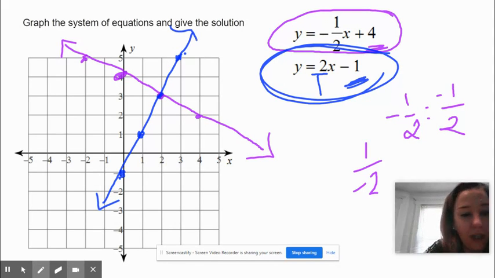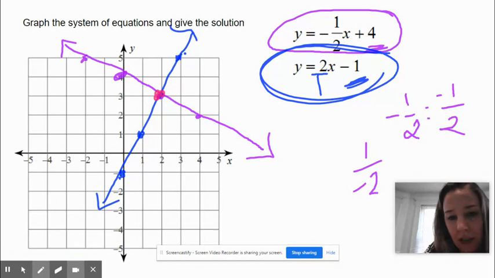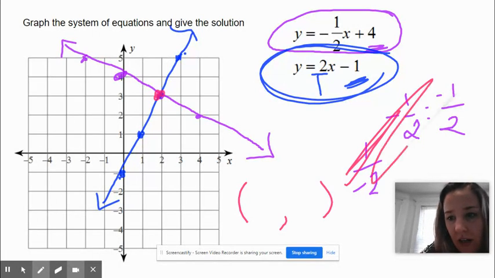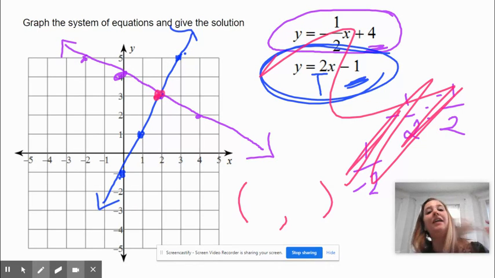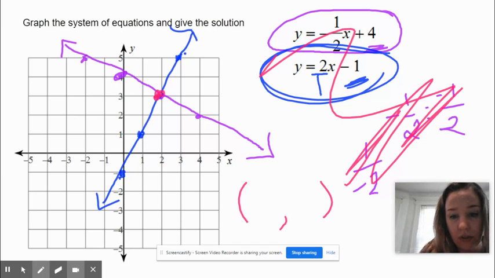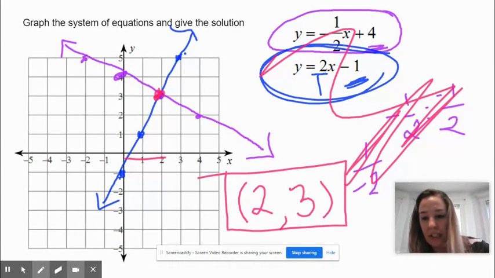So that's the first part of the problem. And the second part is identifying the solution, which is where those two lines meet. So forget all this stuff. Your final answer is that point at which they meet. Now remember, it is confusing because slope is rise over run, but coordinates are x first, right? Over 2, and then 3. So your final answer is 2, 3. That's where those two lines meet.